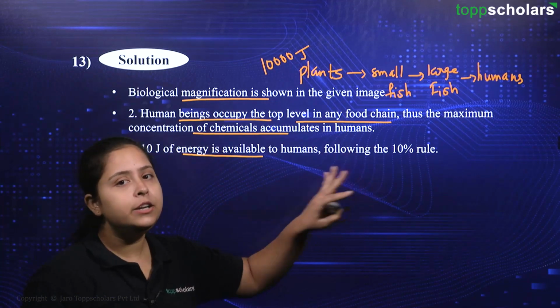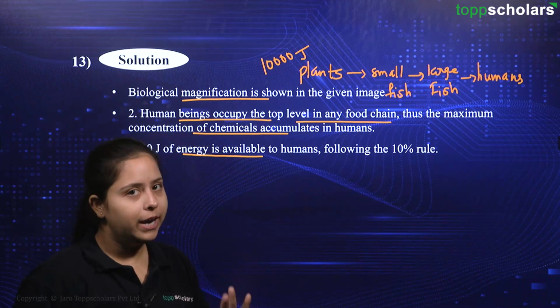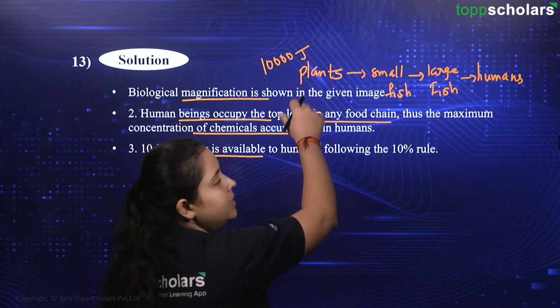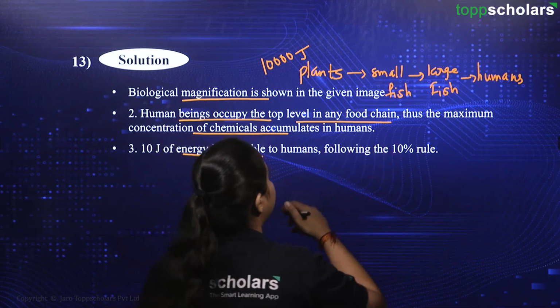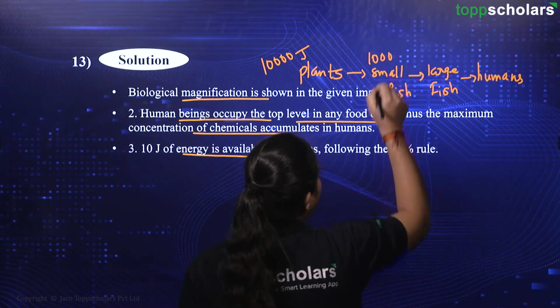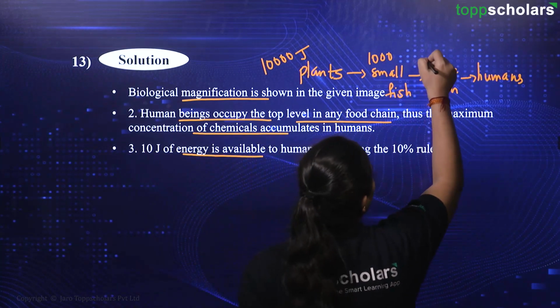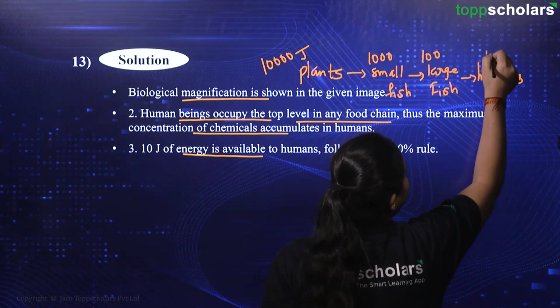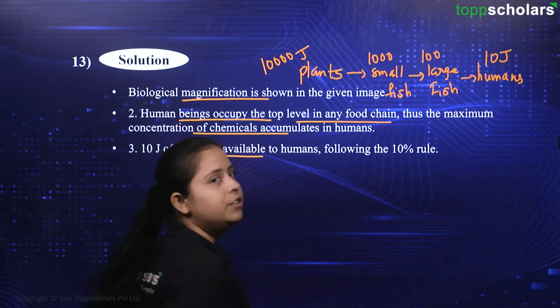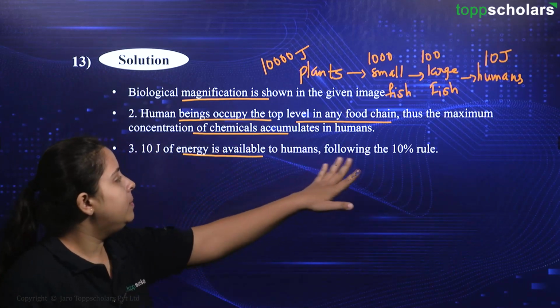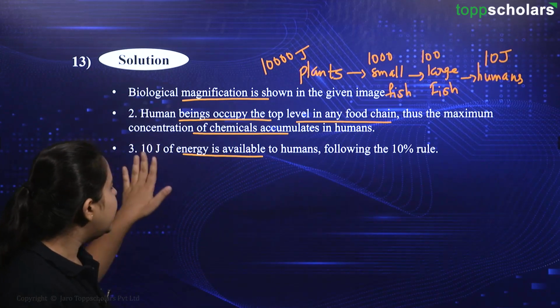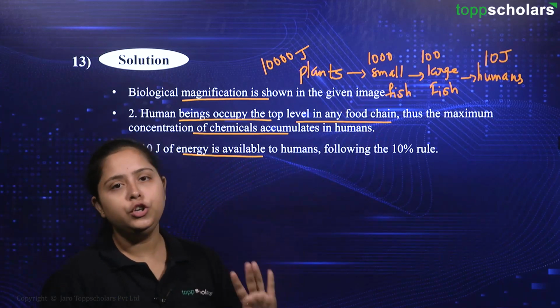Following the 10% rule of energy, that means 10% of this energy is lost and the remaining is made available to the next trophic level. Over here we will have 1000 joule of energy, over here we will have 100 joule of energy, and over here we will have only 10 joule of energy reaching the humans. So, following the 10% rule of energy transfer, only 10% of energy is available to humans.